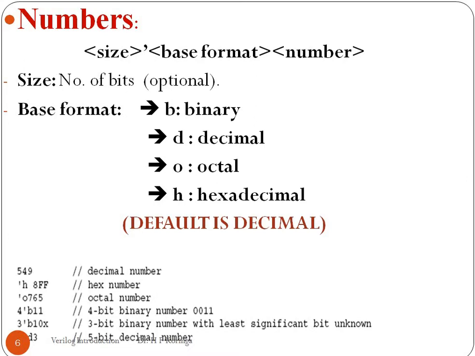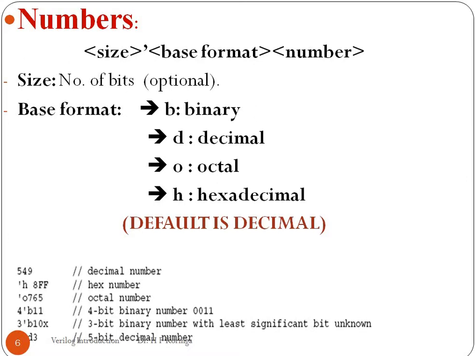So each hexadecimal digit requires 4 bits. So it takes the size here, which is a 12-bit number. For the third number, we can see again the size is not given, but the base format is given: the number is entered in octal format. So it is 765, taken as an octal number.